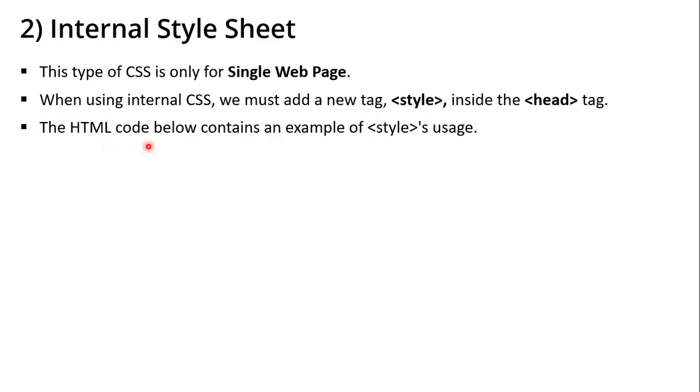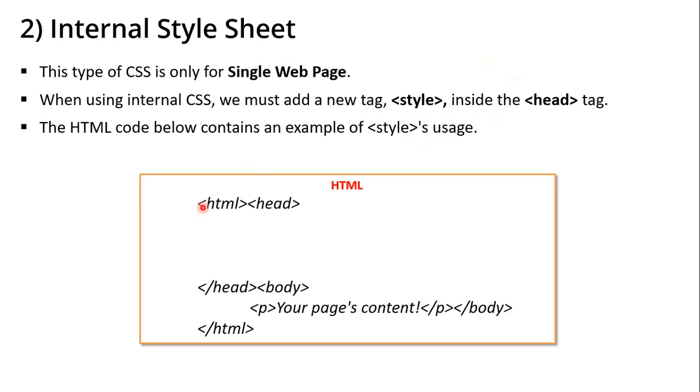Okay, the HTML code below consists of an example of styles used. For the internal style sheet, we are using the style tag. So see here, we have html, closing html, here we have a head, here we have a head close, and body. In body I am writing one text, that is your page content, that I am writing in the paragraph. This is basic, everyone knows it now.